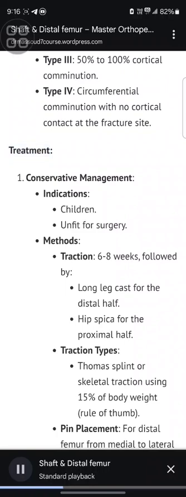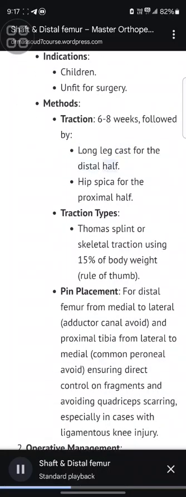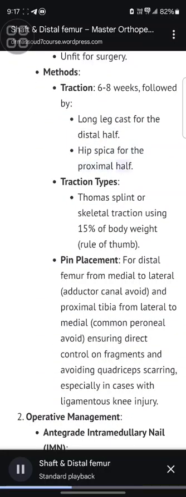Treatment. 1. Conservative management. Indications: children, unfit for surgery. Methods: traction 6 to 8 weeks, followed by long leg cast for the distal half, or hip spica for the proximal half.